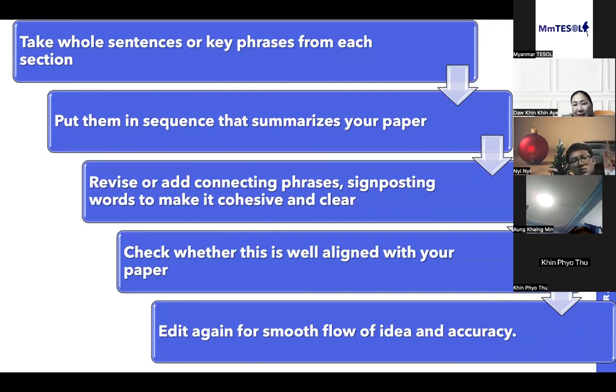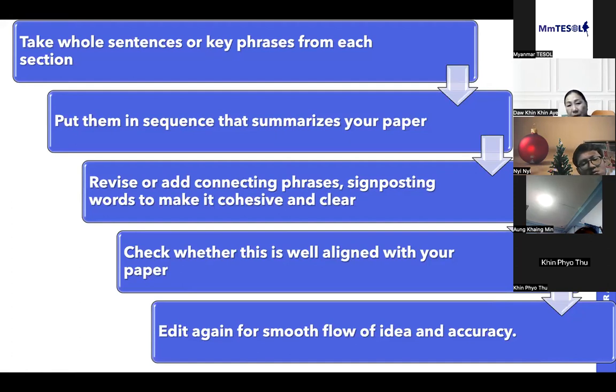Just let me give you an example. Take one whole sentence or key phrases from each section. For example, in the introduction, you give a kind of overview of that literature review section. Okay, so in that case, that sentence can be included, and maybe in some cases you may want to include some sentences from the conclusion of the literature review, because this is a kind of brief overview of what you have done. Okay, and you include some of the most important ones.